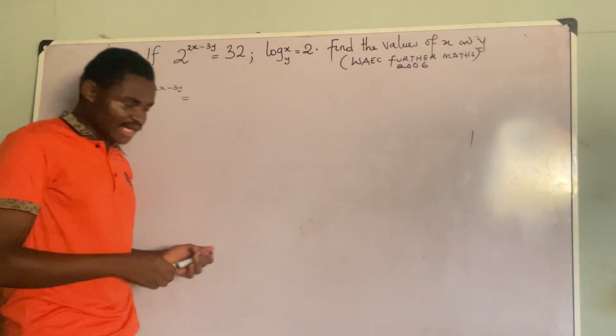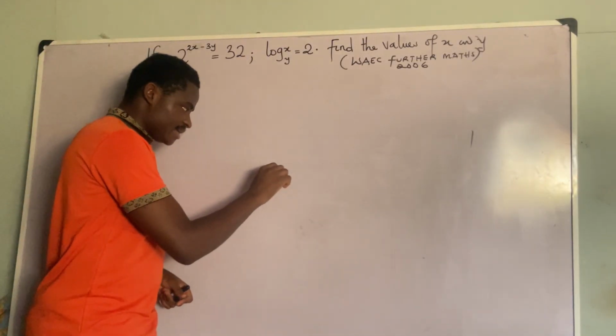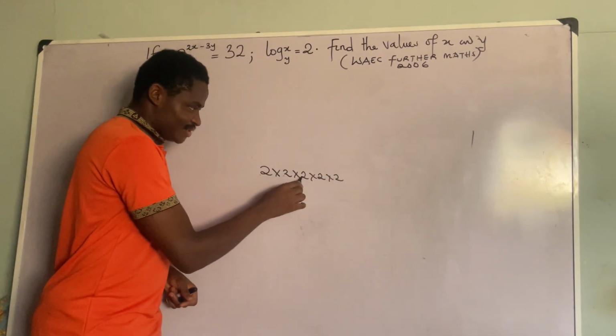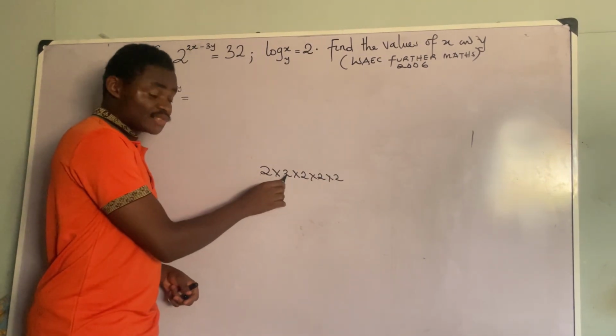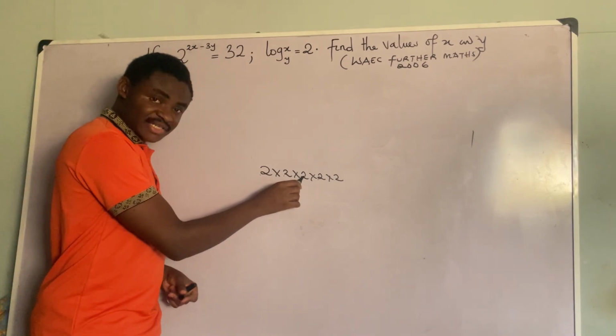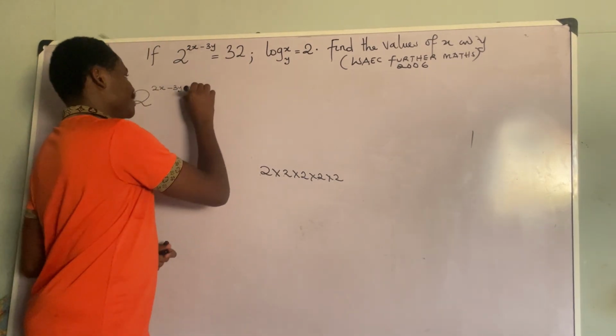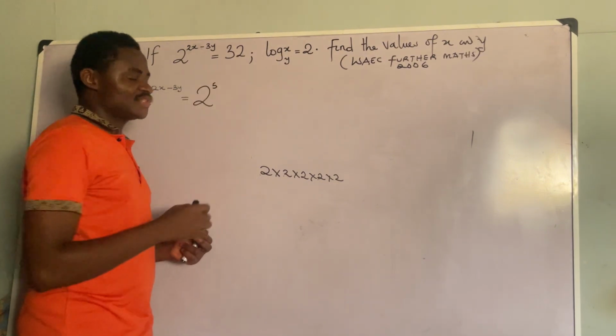32 can be written as 2 times 2 times 2 times 2 times 2, that's 5 places. 2 times 2 is 4. 4 times 2 is 8. 8 times 2 is 16. 16 times 2 is 32. That's 2 raised to the power 5. I need to say something.